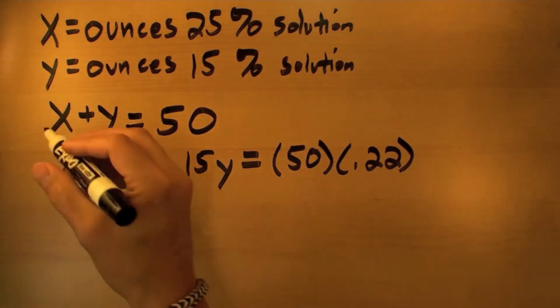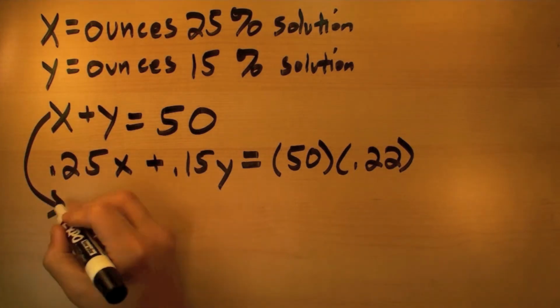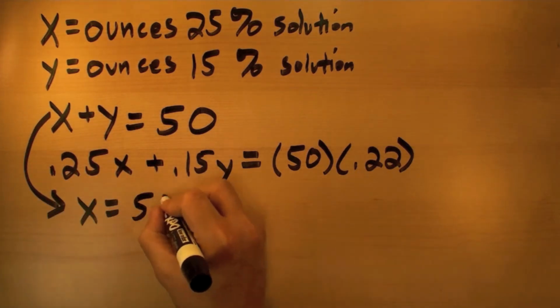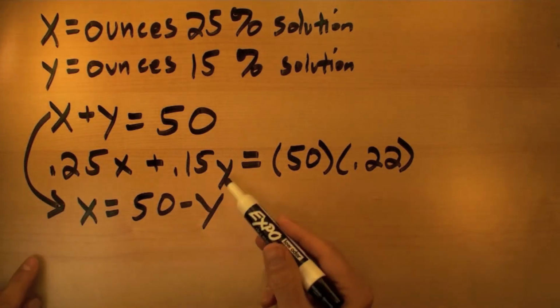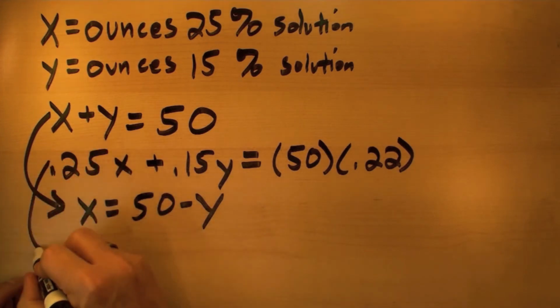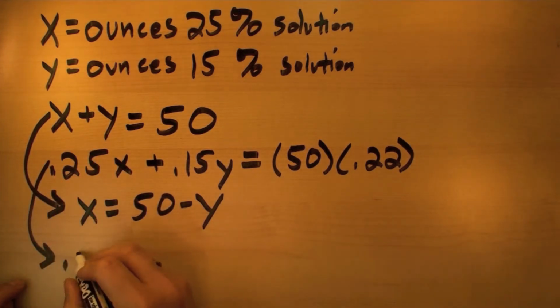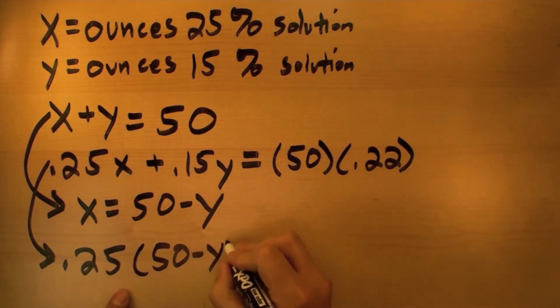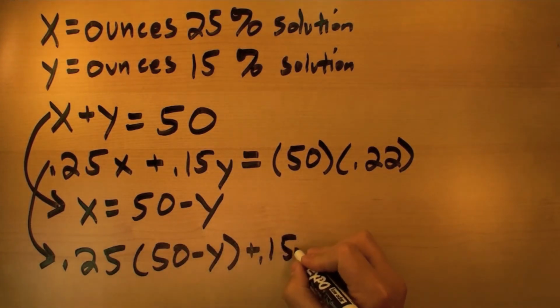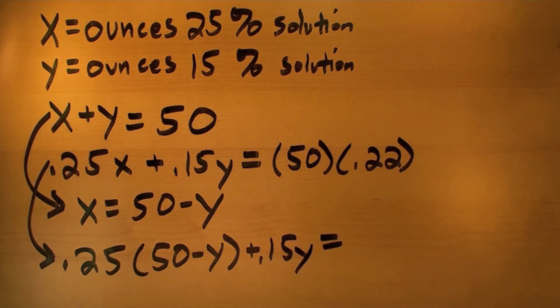And then if we take our first equation and solve for x, then we get x equals 50 minus y. And we substitute that into our second equation, then we get 0.25, but instead of writing x, we're going to write 50 minus y, plus 0.15y equals, and we can see that what that actually equals is 11. Now we have one equation and one variable, which we can solve.